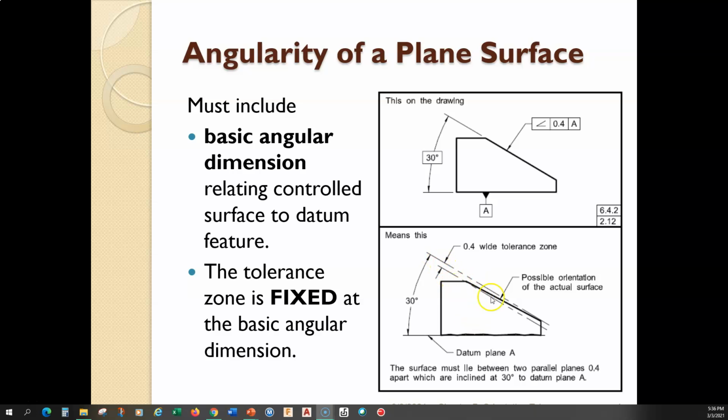So what this means is that the tolerance zone is going to be fixed relative to datum A at an angle of 30 degrees. Okay? And the tolerance zone is going to be 0.4 of a millimeter wide. That's what the 0.4 means, 0.4 of a millimeter. So right there. And as long as the surface lies within that tolerance zone, then it's a good surface. The surface must lie between two parallel planes, 0.4 of a millimeter apart, which are inclined at 30 degrees relative to datum plane A.